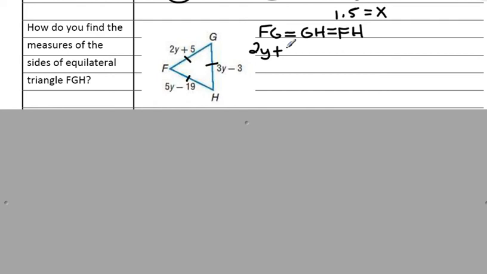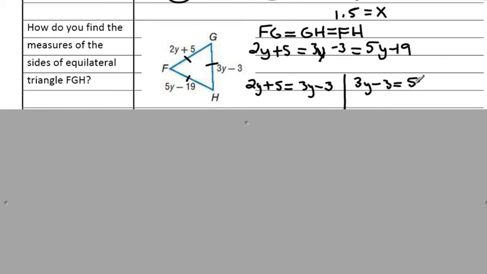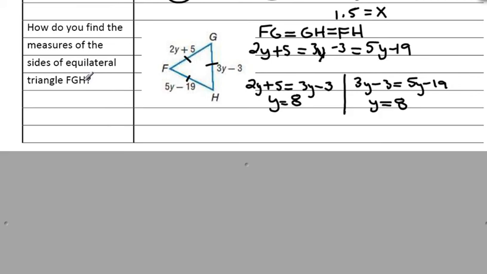So while it's true that 2y plus 5 is equal to 3y minus 3, which is also equal to 5y minus 19, you have to choose two of these in order to solve the equation. So if you do 2y plus 5 equals 3y minus 3, you should get the same answer as when you choose 3y minus 3 equal to 5y minus 19. So go ahead and take a second and solve for y. Pause the video and see if you get what I get. Okay, and you should get y equals 8. If you don't, raise your hand and ask. There's probably something going on with your algebra there.